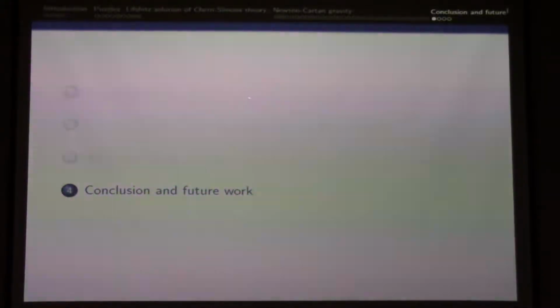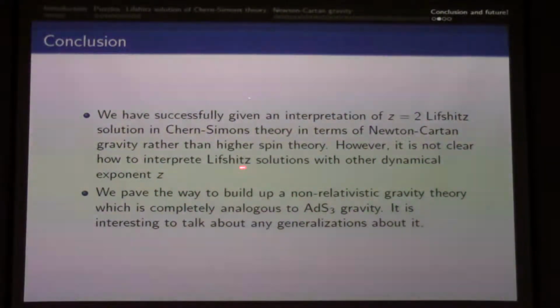So at the end, I want to make some discussion about what we have. We give an interpretation of the z equals 2 Lifshitz solution in terms of Newton-Cartan gravity rather than higher spin gravity. But it is only successful for z equals 2. So the question might be, in general, there are other dynamical exponents with solutions which you can find in the gravity theory. Can you give an interpretation of what's the meaning of such theories and whether there are any meaningful Lifshitz holographies? And we also want to say this would be a very nice place to check whether holography can be more general.